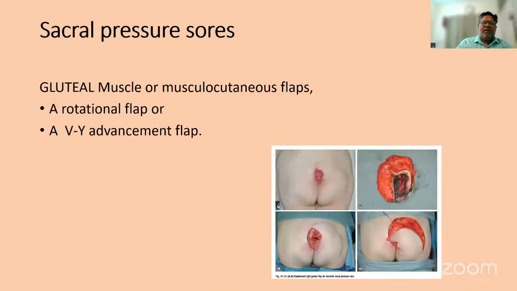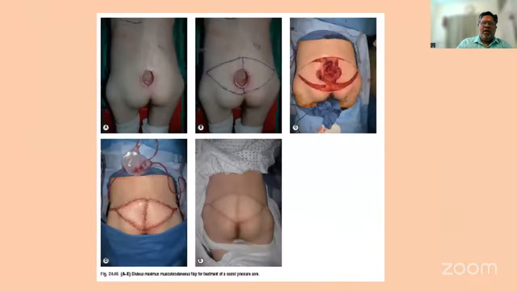So in case of a sacral pressure sore, the gluteal muscle flap is commonly used as a rotational or as a VY advancement flap. Here a bilateral VY musculocutaneous advancement flap is done. We all know the gluteus muscle is a type 3 flap with two dominant pedicles.